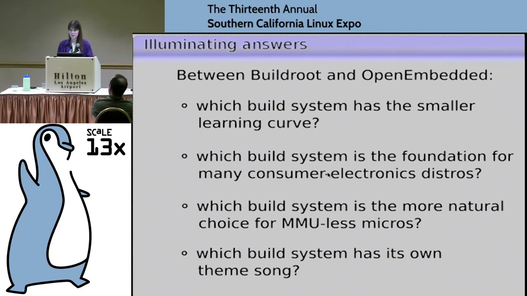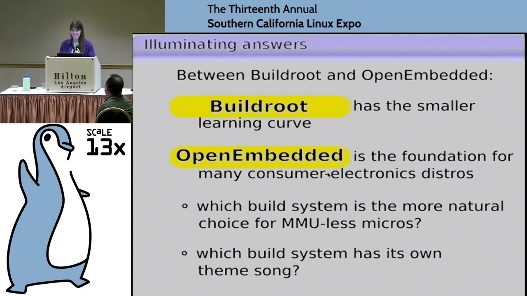So we're going to revisit those burning questions from the very beginning and from the abstract, and hopefully discover that we have gotten some illuminating answers. Between Buildroot and OpenEmbedded, which build system has the smaller learning curve? From the audience: Buildroot. Which build system is the foundation for many consumer electronics distros? OpenEmbedded.